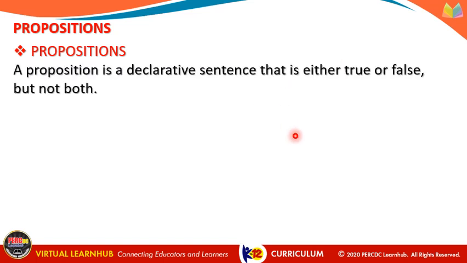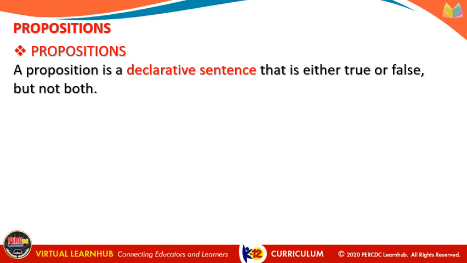Now, let us go back to our actual topic. What is a proposition? A proposition is defined as a declarative sentence that is either true or false, but not both. There are two key parts that make up a proposition. First, it should be a declarative sentence. That's the reason why we reviewed the types of sentences, so that we will be refreshed on what a declarative sentence is. Now, most of the time, propositions tell a statement.